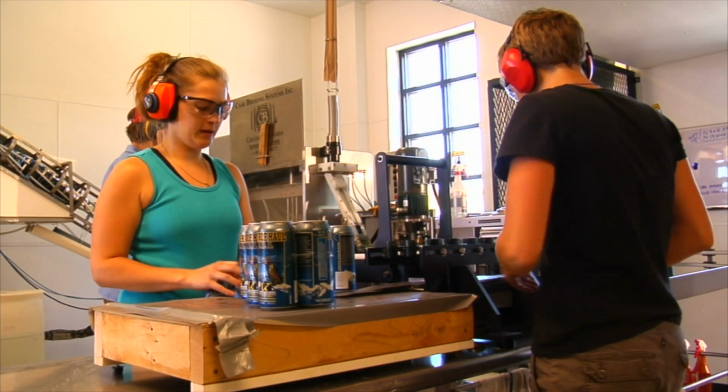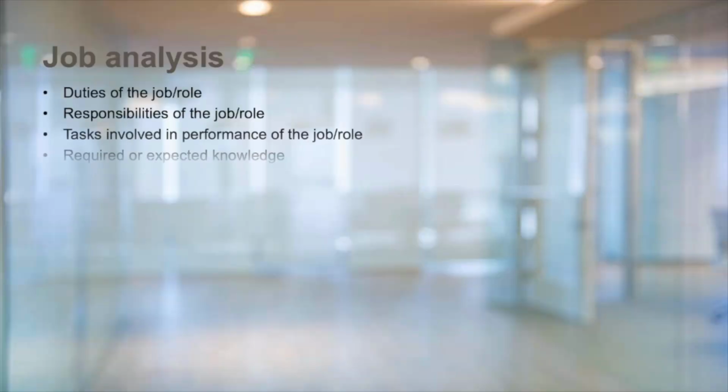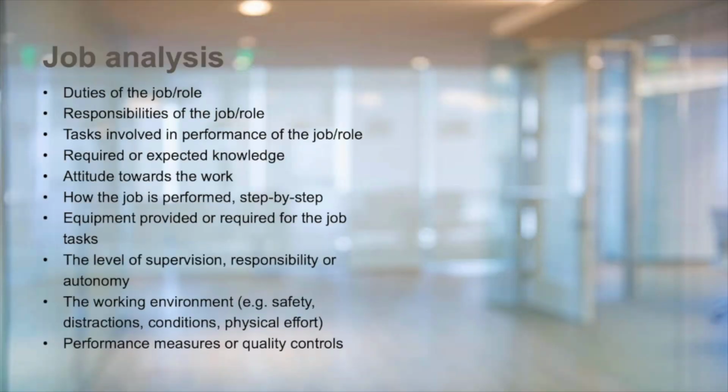The initial job analysis looks at the duties of the job, the responsibilities of the job, the tasks involved in performance of the job correctly, required or expected knowledge, the attitude towards the work, how the job's performed step by step, equipment provided or required for the job tasks, the level of supervision, responsibility or autonomy, the working environment itself such as safety, distractions, conditions or physical effort, and finally performance measures or quality controls. It's really quite thorough.